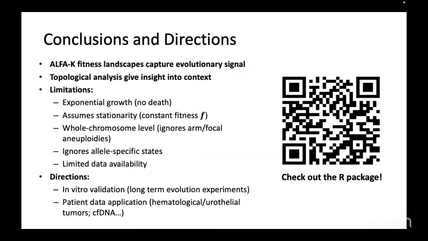And it would be nice to look for ways to apply this to patient data. So obviously we have this need for these longitudinal samples, so that makes it quite difficult, but there are certain settings or sampling techniques which I can imagine would be useful for this. So blood cancers or cell-free DNA, some exciting stuff being presented this week already that might be helpful. We have an R package, check that out.